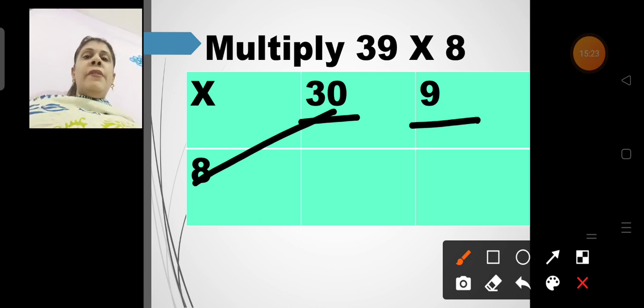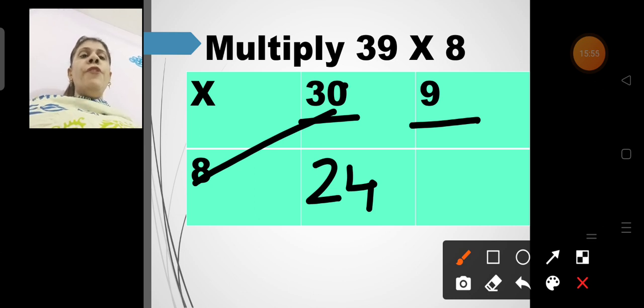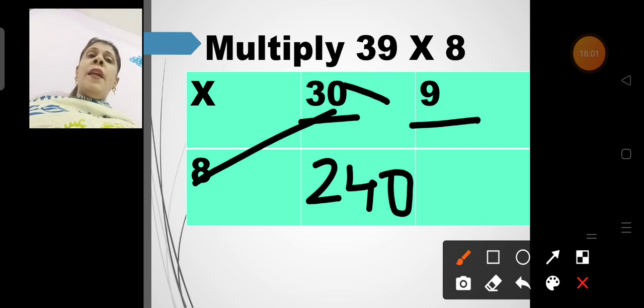Okay. So 3 ones are 3, 3 twos are 6, 3 threes are 9, 3 fours are 12, 3 fives are 15, 3 sixes are 18, 3 sevens are 21, 3 eights are 24. So I will write here 24, and this 0 which is left, I will write it here. So when I multiply 30 by 8, I get my answer 240.